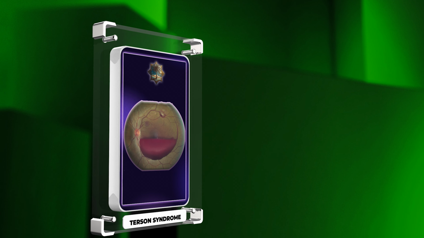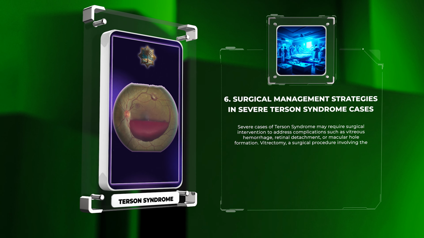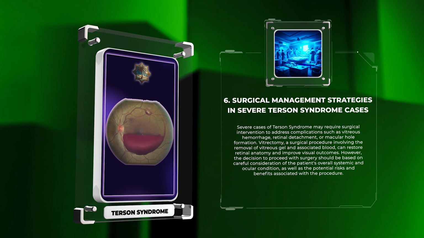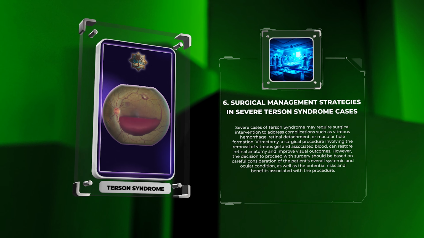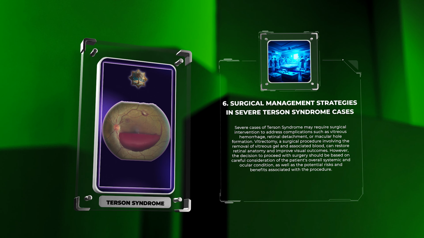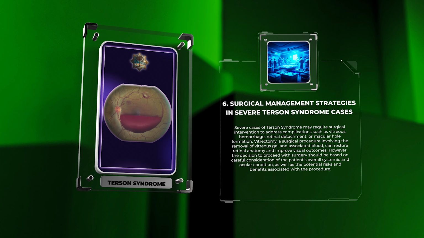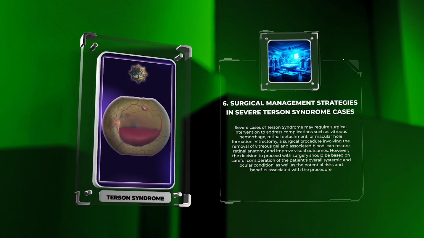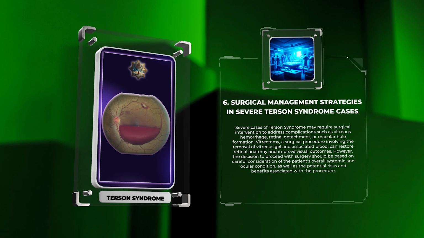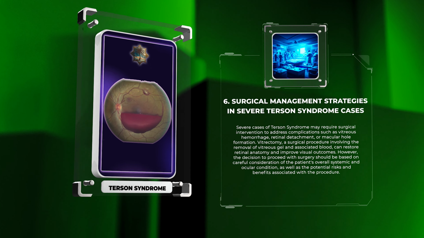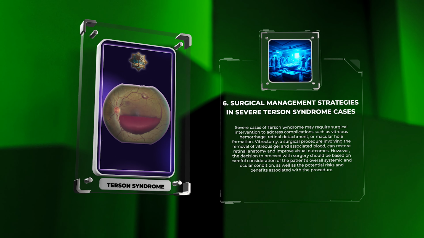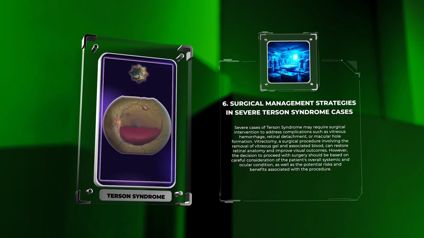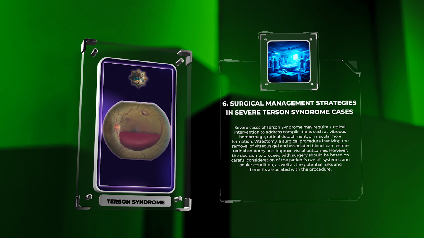Severe cases of Terson syndrome may require surgical intervention to address complications such as vitreous hemorrhage, retinal detachment, or macular hole formation. Vitrectomy, a surgical procedure involving the removal of vitreous gel and associated blood, can restore retinal anatomy and improve visual outcomes. However, the decision to proceed with surgery should be based on careful consideration of the patient's overall systemic and ocular condition, as well as the potential risks and benefits associated with the procedure.